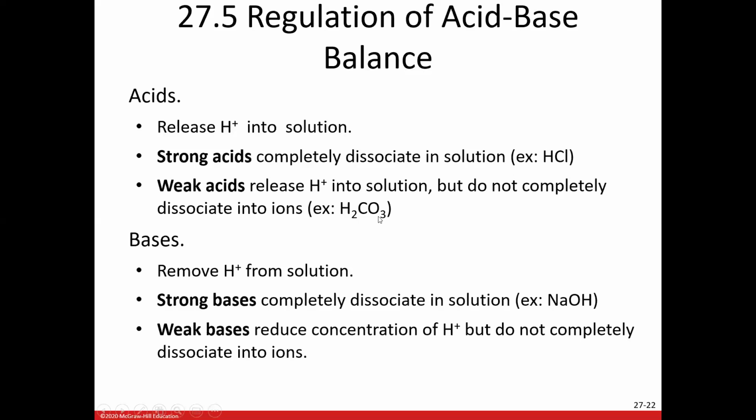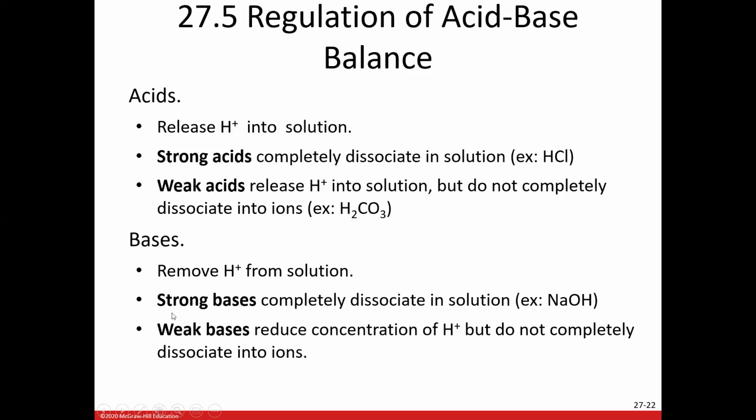So carbonic acid could potentially donate one hydrogen ion, or it can donate both. So it has the ability to only release some of it into the solution, not necessarily all of it. Then you have bases, and the idea is that they're going to remove hydrogen ions from solution. They're going to take them out of play and reabsorb them.